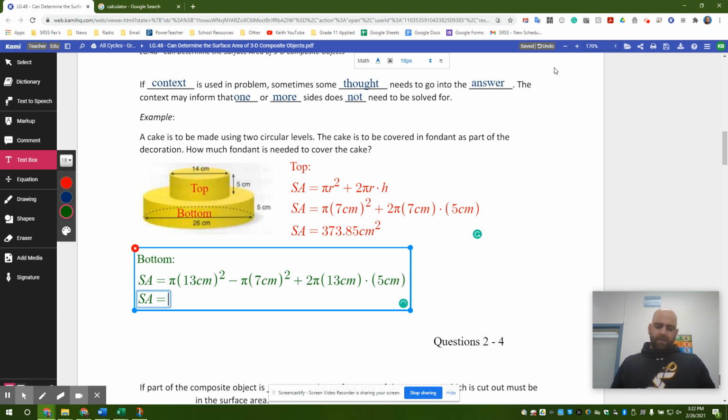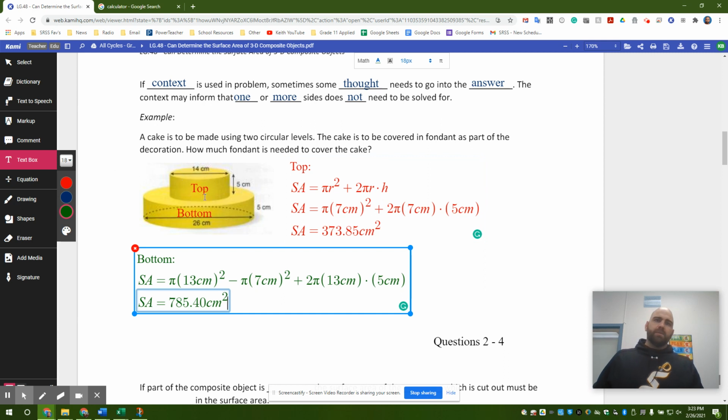All right, so this one here I'm going to do with my calculator. I'm going to do pi times 13 squared minus pi times 7 squared plus 2 times, made an error here, pi times 13 squared minus pi times 7 squared plus 2 times pi times 13 times 5. And we get 785.40 centimeters squared for the bottom.